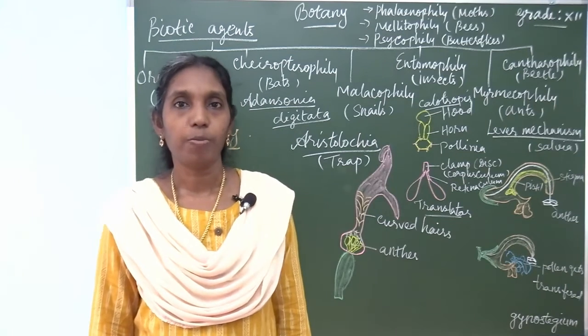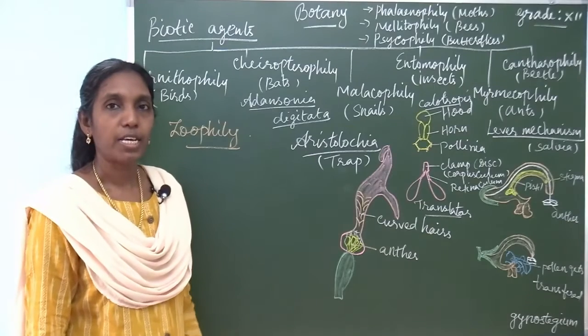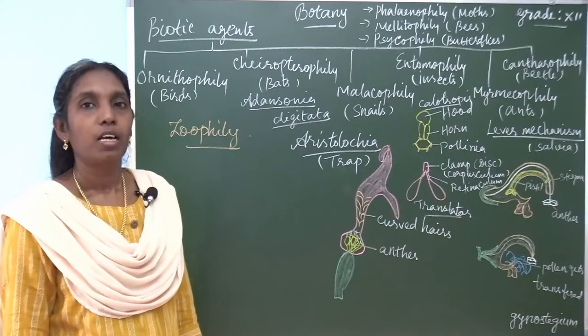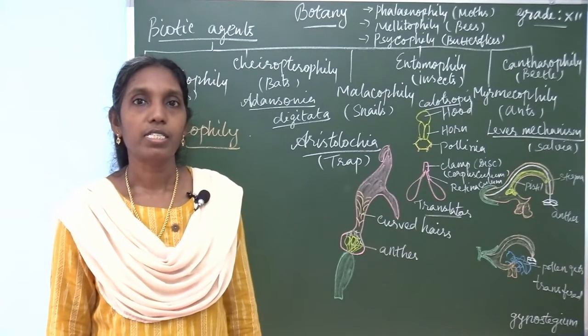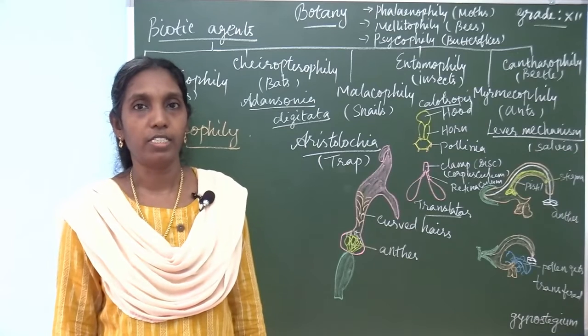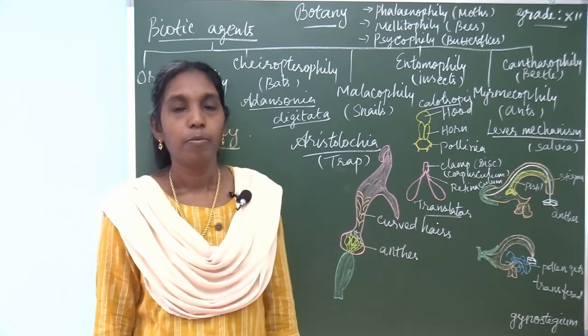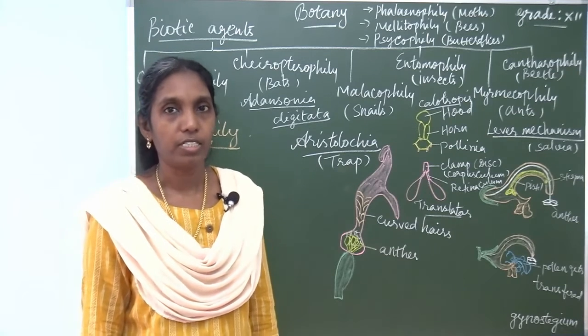Let's move to the next topic, zoophily. Pollination that takes place by the agency of animals is called zoophily. Now we are discussing pollination. In the previous class we discussed the agents of pollination. There are abiotic agents and biotic agents. In the previous class we discussed in detail the abiotic agents of pollination.